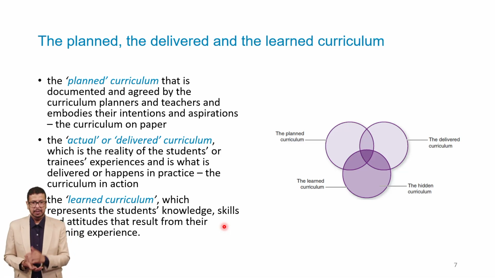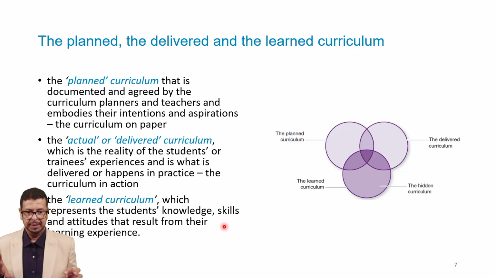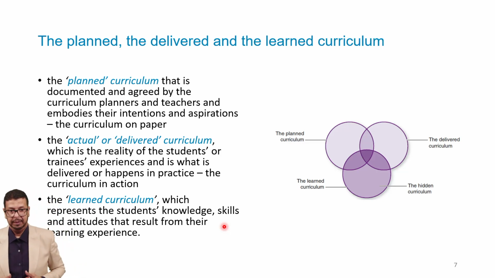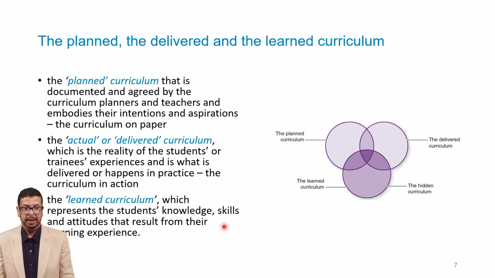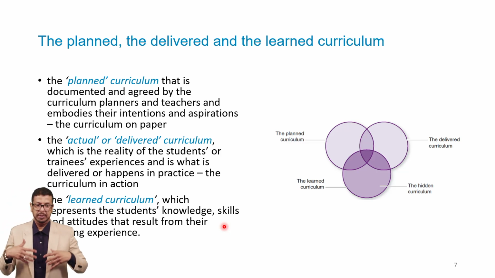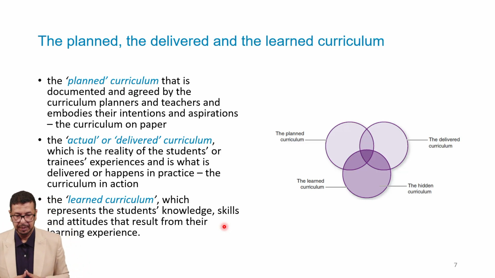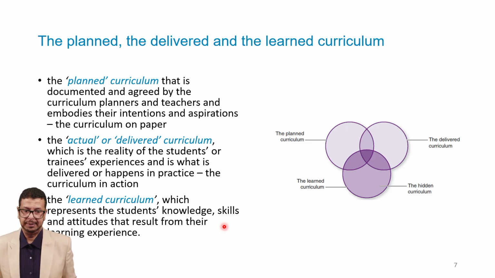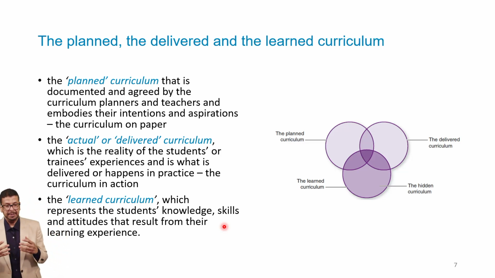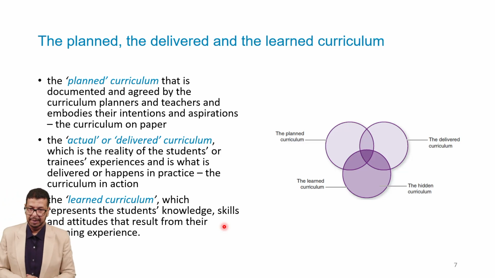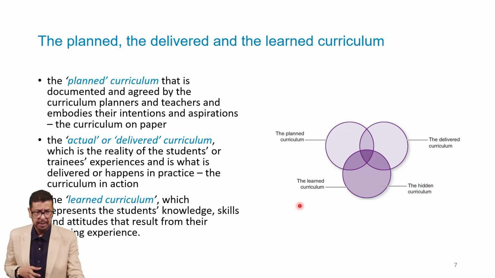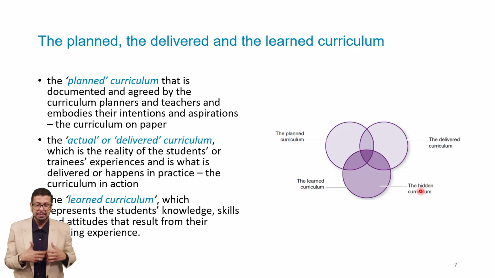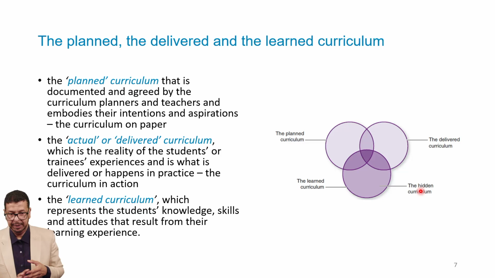We can see this clearly here. So let us zoom in on the different types of curriculum, starting with the planned curriculum. The planned curriculum is the curriculum that is written and documented in the curriculum document and agreed by the curriculum planners and teachers, with aspiration, intention, and outcomes documented. But the actual or delivered curriculum is the reality of the students' or trainees' experience and what has happened. And the learned curriculum represents the students' knowledge, skills, and attitudes as a result of the overall learning experience. And the students also learn from the hidden curriculum, which we will describe in a separate video as part of this educational video series.